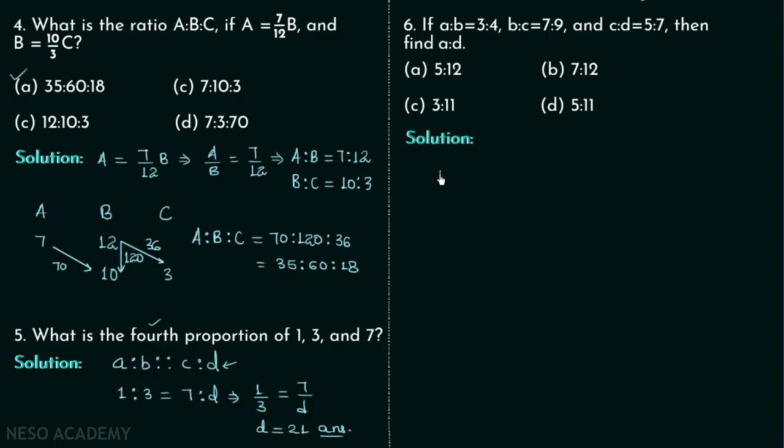We will first write down all the terms we have. From the first ratio, we have A as 3 and B as 4. From the second ratio, we have B as 7 and C as 9. From the third ratio, we have C as 5 and D as 7.